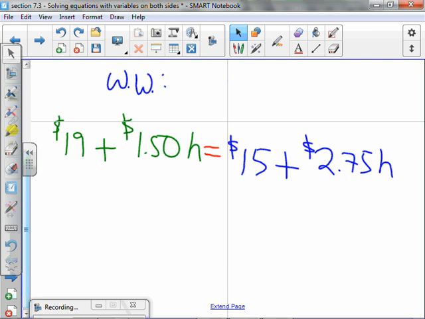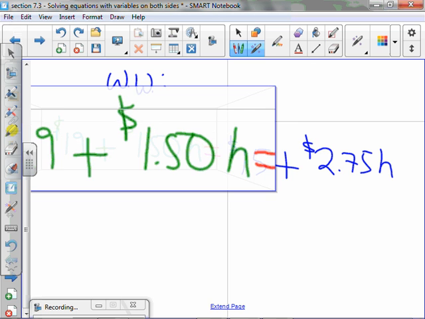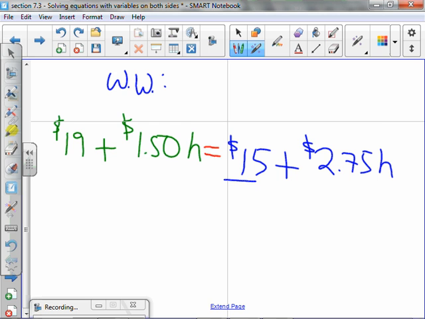That's what that's asking. So I have my one expression from Happy Paws, that's going to be right here. That's this one here. And then my expression for Wolf Watchers right here. I set them equal to each other because that means they're the same, and now I just have to solve for H. That will tell me how many hours it is that makes them the same.